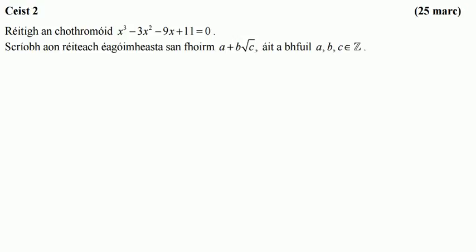We've got to solve the equation x cubed minus 3x squared minus 9x plus 11 is equal to 0. We need to write the answer in the form of a plus b times the square root of c, where a, b and c are integers.